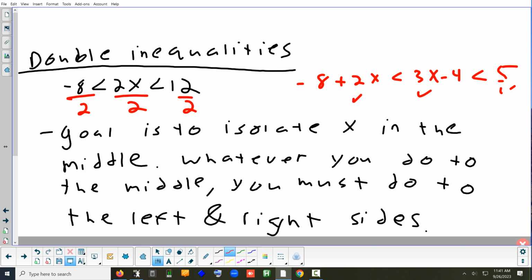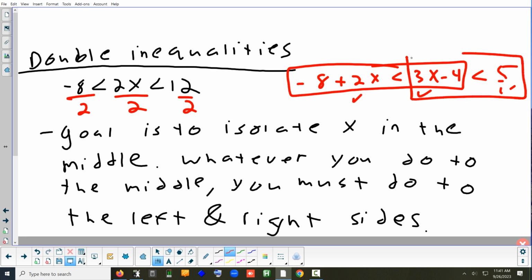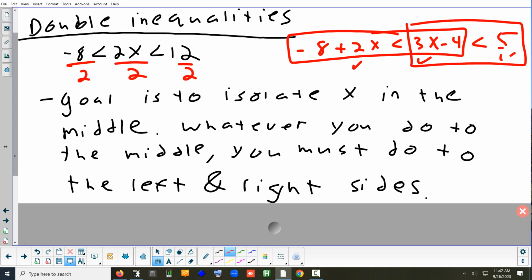So in a problem like this, you would have to solve -8 plus 2x is less than 3x minus 4. Do that off to the side. And then 3x minus 4 is less than 5. And do that off to the side. So you have to go about it a little bit differently when you have x's in multiple spots. But the key is just split it back apart into what it was before you combined it. Okay, I'm going to show you a couple where you can get the x alone in the middle. Just remember, whatever you do to the middle, you got to do to the left and the right.